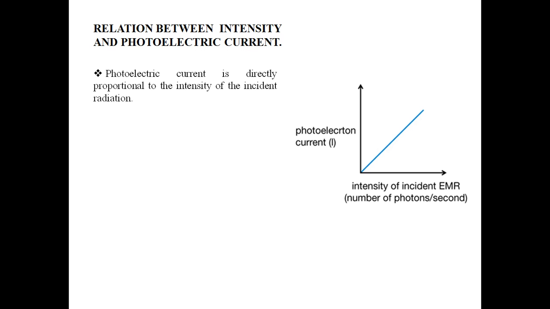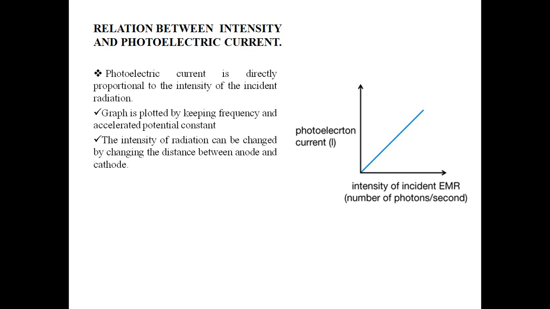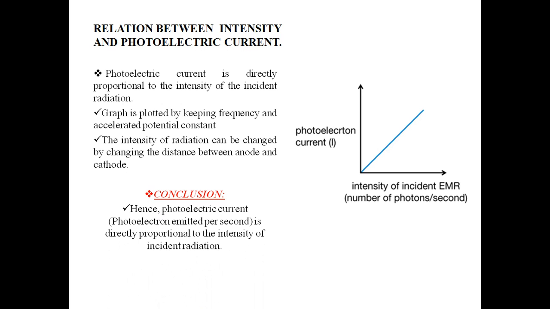Photoelectric current is directly proportional to the intensity of incident radiation. Always remember that this holds when the other two quantities, frequency and accelerating potential, are kept constant. The intensity of radiation can be changed by changing the distance between anode and cathode. If we change the distance between anode and cathode, then the intensity of the incident radiation also changes.